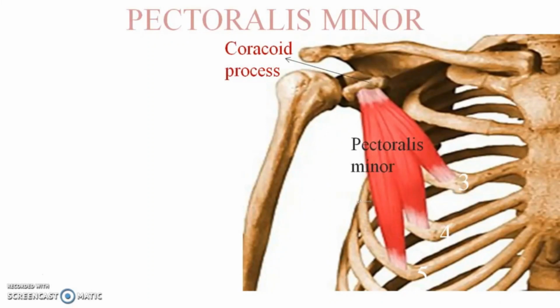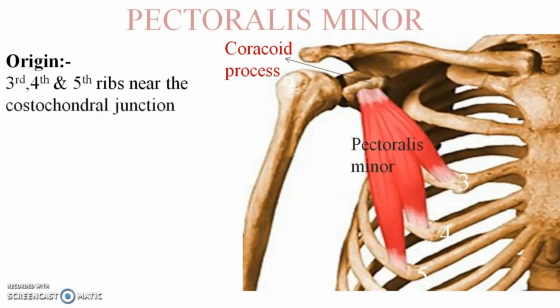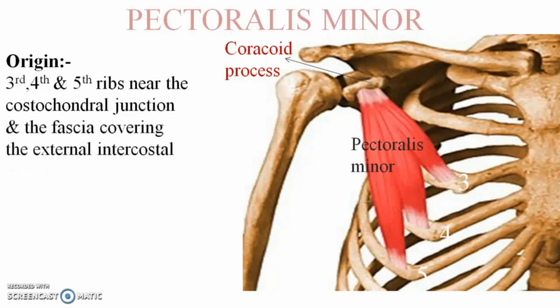Now moving on to its origin and insertion. Origin of the pectoralis minor muscle is from third, fourth and fifth ribs near the junction of the costal and cartilaginous part of the rib. That junction we will call the costochondral junction. So the origin of pectoralis minor is from third, fourth and fifth ribs near the costochondral junction, and also the fascia covering the external intercostal muscles. So you will read about it later.